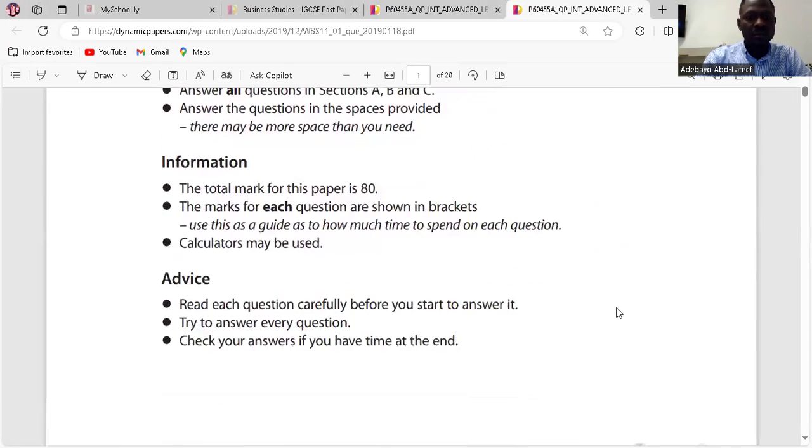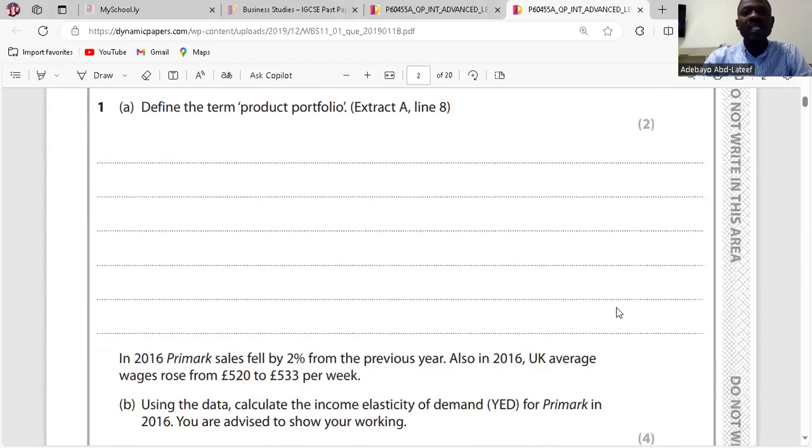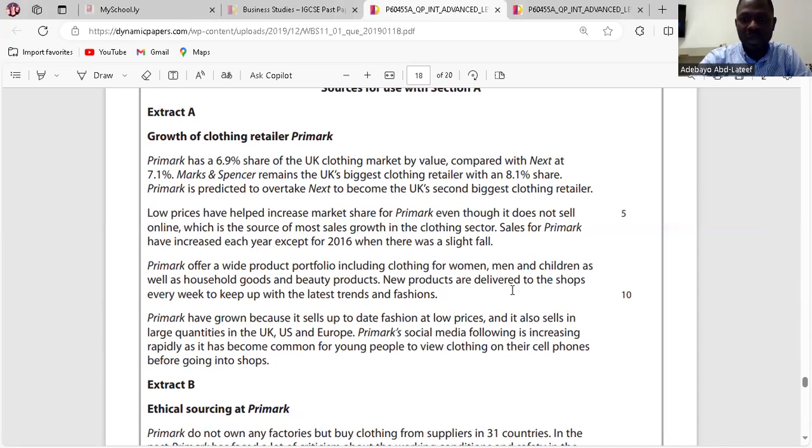So the first question says, define the term product portfolio from extract A in line 8. When you check line 8, we have: Primark offer a wide product portfolio, including clothing for women. And so what does the product portfolio mean? It means a range of goods or services that a business produced or provided. That is what product portfolio is.